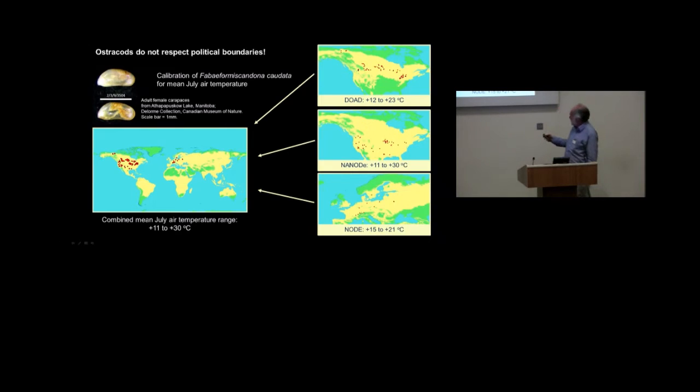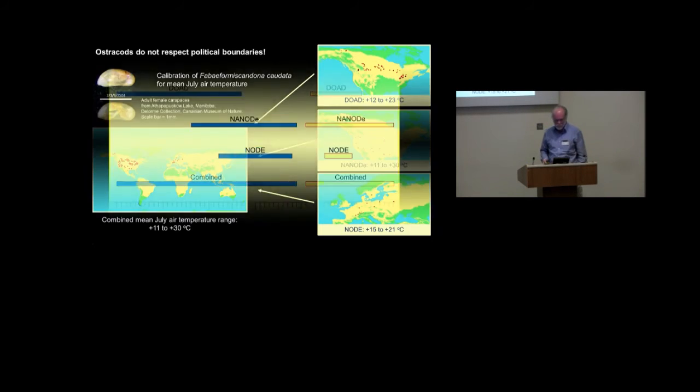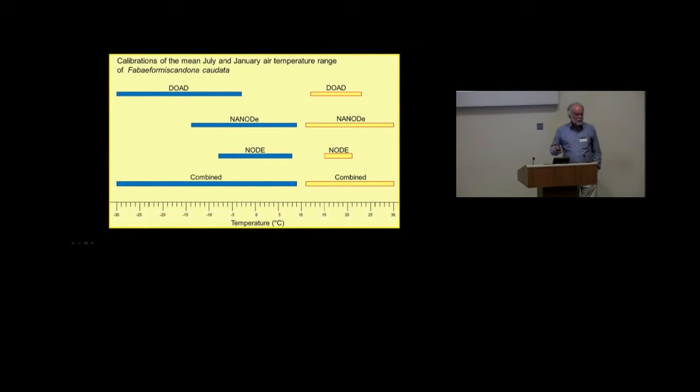It just happens that the nanode data set does capture, if you combine them, +11 to +30, and that's what the nanode database gives you. Although it doesn't extend as far north as the Canadian one, it compensates for that by having some higher altitude records, which can give you some of the lower temperatures at the lower end of the range. And if we compare not just the July but the January as well, you see it a bit more clearly.